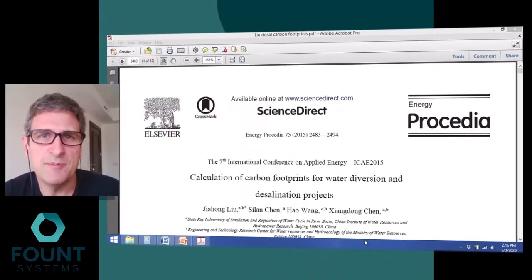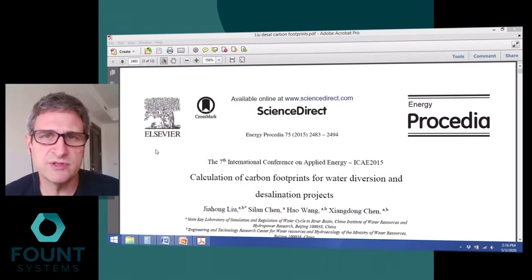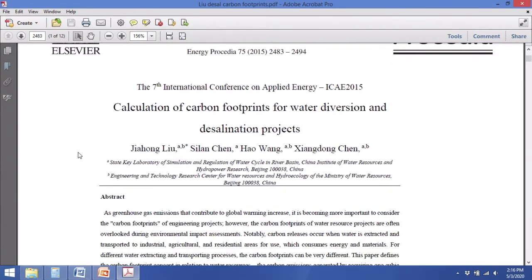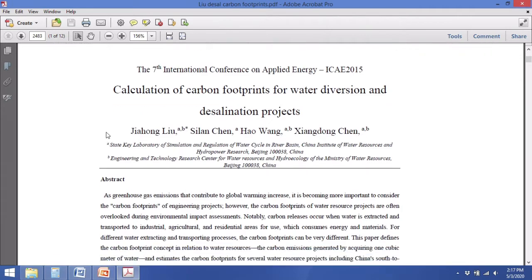So I want to look at the desalination, the carbon footprint of desalination for the UAE, for the United Arab Emirates, and for 2 reasons. One, they rely a lot on desalinated water in that region, and 2, there's pretty good data available. So let's take a look at some source literature here. This is a research article from the Applied Energy Conference, Calculation of Carbon Footprints for Water Diversion and Desalination Projects.